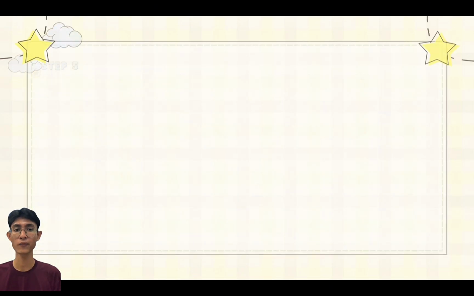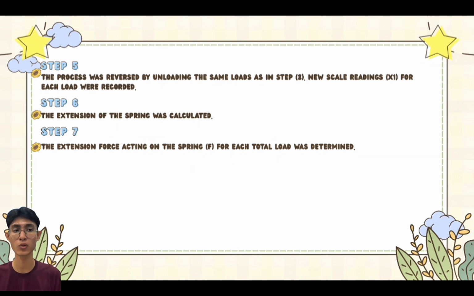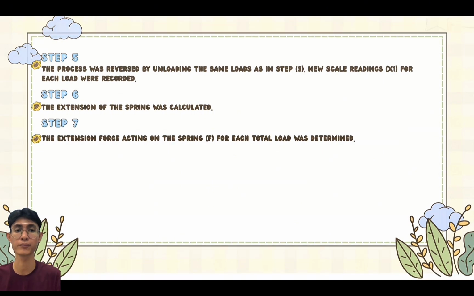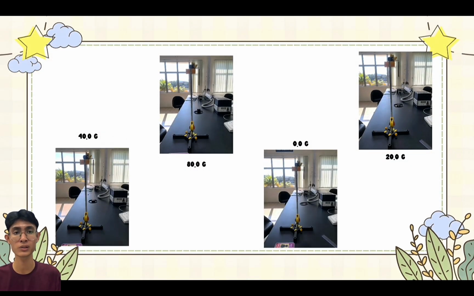Now, step 5. The process was reversed by unloading the same loads as before. New scale readings X1 for each load were recorded. Step 6. The extension of the spring was calculated. Step 7. The extension force F acting on the spring for each total load was determined. Here is the picture of experiment 5 where it was conducted.